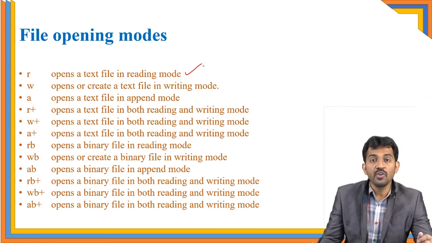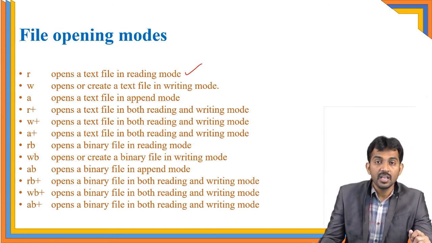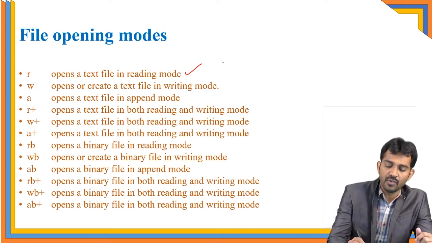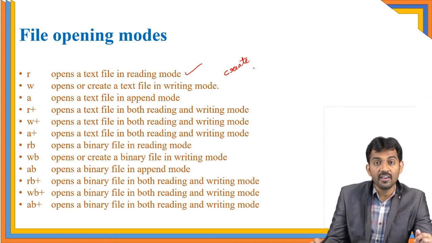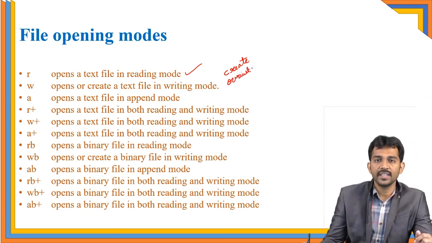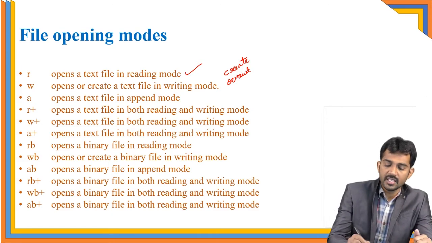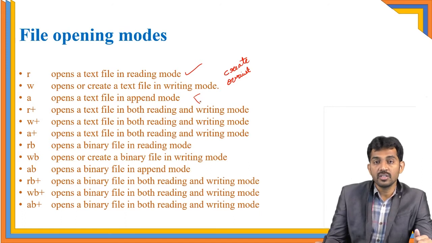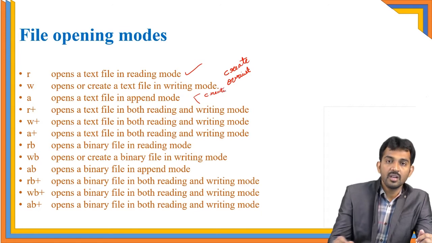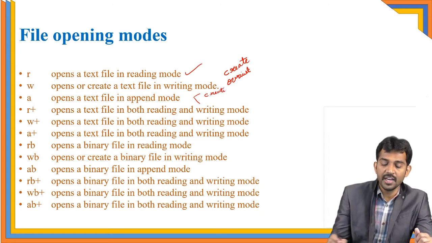Write mode. If you open a file in write mode and the file does not exist, it is going to create a new file. If the file is not available, it is going to create the file. If the file is available, then it is going to overwrite the data. That is a different use of write. Coming to append, there are also two things. If the file does not exist, it is going to create the file. If the file is available, then it is going to append the data.